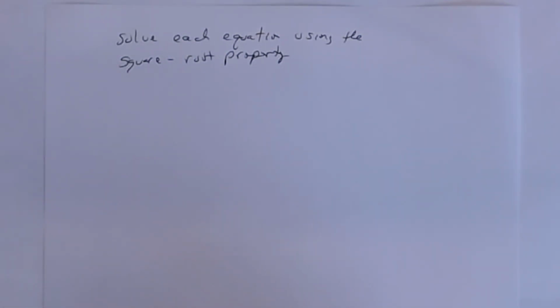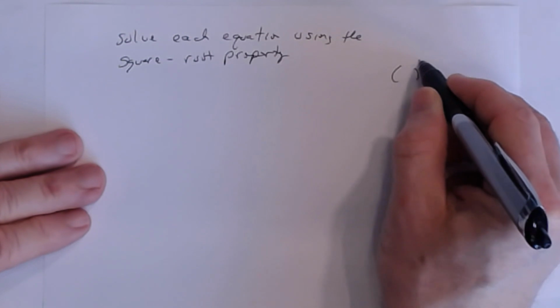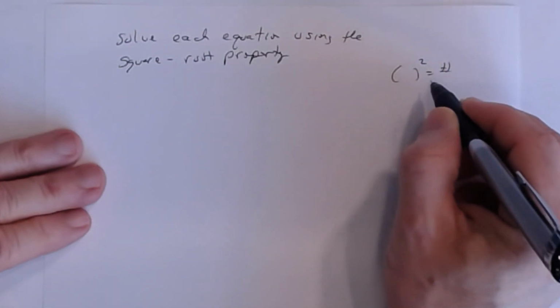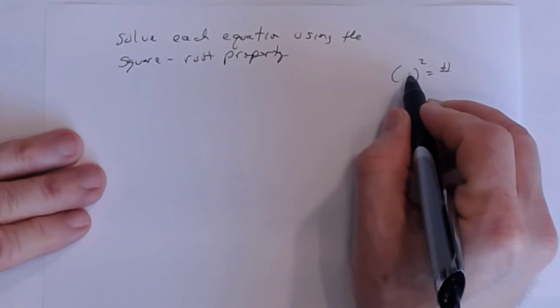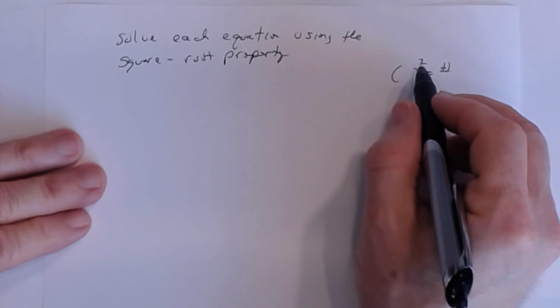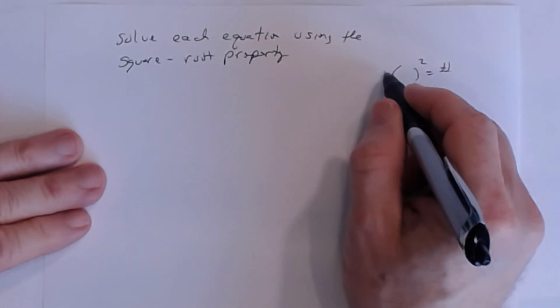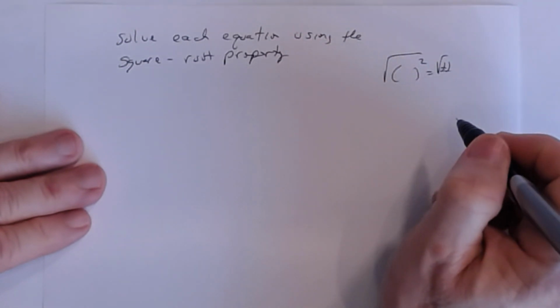On this review, we're going to look at solving quadratic equations using the square root property. The idea about using the square root property is this. Whenever you have some expression squared equal a number, to get that expression by itself, you want to get rid of that squaring. The opposite of squaring is to square root, so you're going to be taking the square root of both sides.